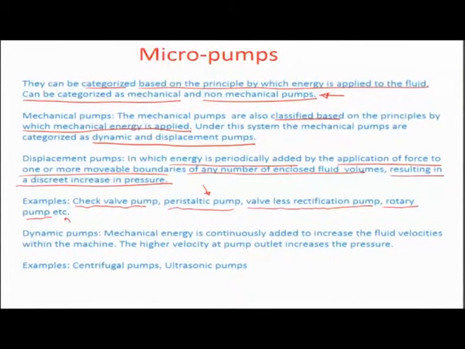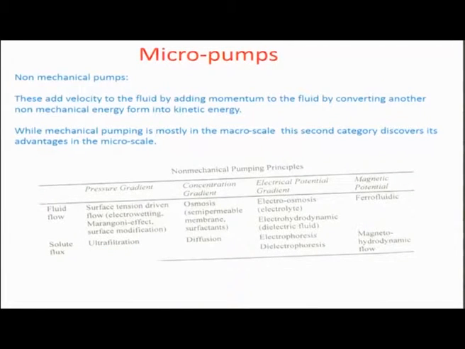In the dynamic pumps, mechanical energy is continuously added to increase fluid velocities within the machine. The higher velocity at the pump outlet increases the pressure, and this leads to the forward discharge. Some examples could be a centrifugal pump or an ultrasonic pump, where energy is continuously being applied, not in discrete form. So these are the basic classifications of pumps when we start talking about micro pumps.